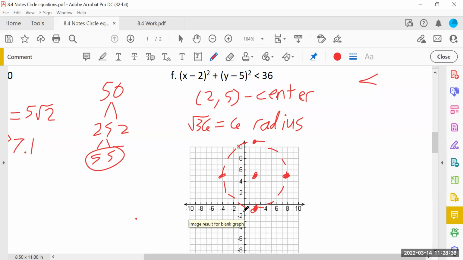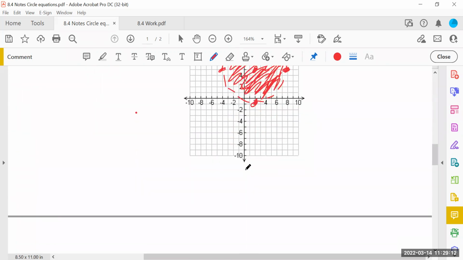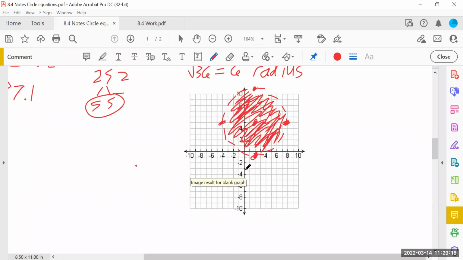So there's our boundary. Does everybody understand that it's wanting things less than the radius, less than 36? If I want things less than 36, I'm going to shade inside, things that are smaller than the radius. That means like this. Shading all the way around, something like this. That would be my answer. Any point inside there would work for that inequality. It would make a true statement. Anyone have questions on the front page?